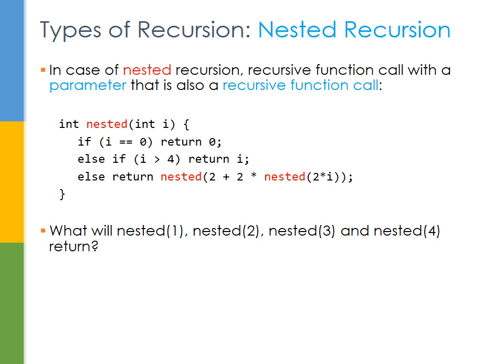The final topic that we'll look at in this lecture is nested recursion. In the case of nested recursion, we have a situation where we have a recursive function call. However, at least one of the parameters of this recursive function call will then also be a recursive function call. So let's look at this in terms of this example implementation over here of a function called nested.